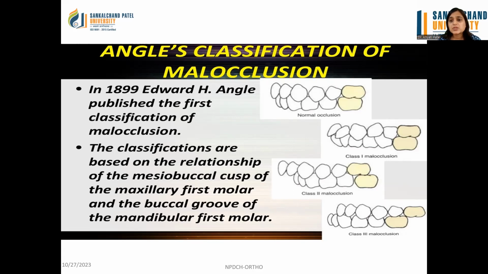In class 1 malocclusion, the mesiobuccal cusp of the maxillary first molar occludes in the buccal groove of the mandibular first molar, and there is a problem in the anterior teeth. If you consider class 2 malocclusion, you can see in the third figure the distobuccal cusp of the maxillary first molar occludes in the buccal groove of the mandibular first molar. And when we go to class 3 malocclusion, we can see the mandibular molar is so much ahead of the maxillary first molar. So, the mesiobuccal cusp of the maxillary first molar occludes in the groove between the mandibular first molar and the second molar.